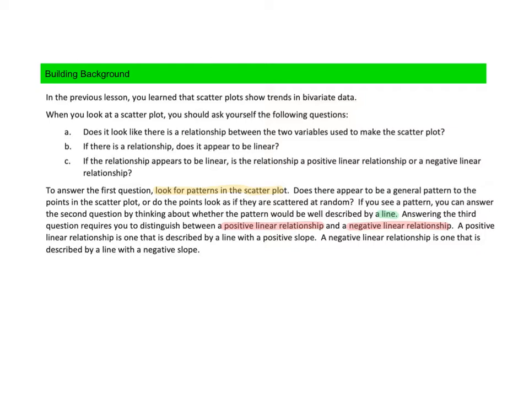Okay, so that is what we're going to be doing today. And later we will be describing these relationships a little bit more, and we'll be talking about a few different vocabulary words called clusters and outliers when it comes to scatter plots.